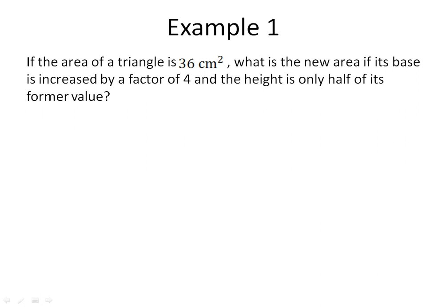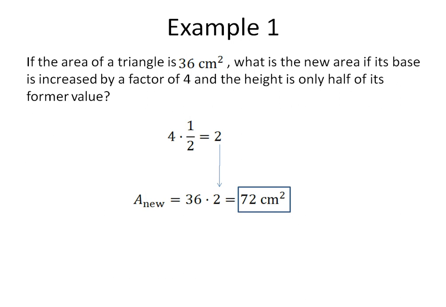Example 1: if the area of a triangle is 36 centimeters squared, what is the new area if its base is increased by a factor of 4 and its height is only half of its former value? Okay, so we do what we did a while ago. We take the two factors, 4 and 1/2, and multiply them together because that's what's going to happen to those two quantities, the base and the height. This gives us a net change of 2. So the area of the new is equal to the area of the old, which was 36, times the factor that we just found, which was 2. So the new triangle will have an area of 72 square centimeters.